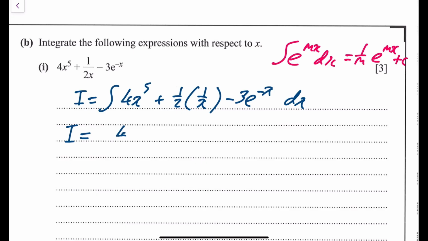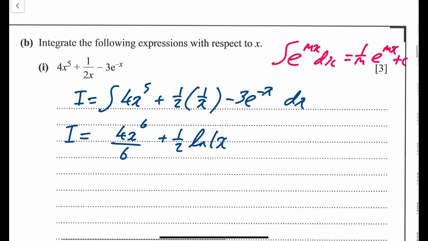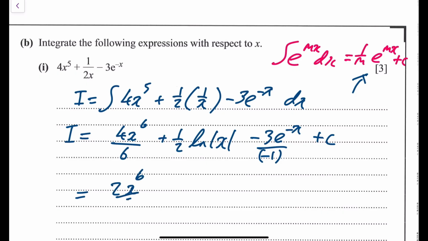And then that's going to be 4x to the power of 6 divided by the new power 6 plus a half. Integrate 1 over x, you'll get ln of x. And then here, it's going to be minus 3 e to the minus x divided by minus 1 by using this definition here, and plus c, tidied up, and that's going to be 2x to the power of 6 over 3 plus a half ln of x, and then plus 3e to the minus x, and then plus your c.